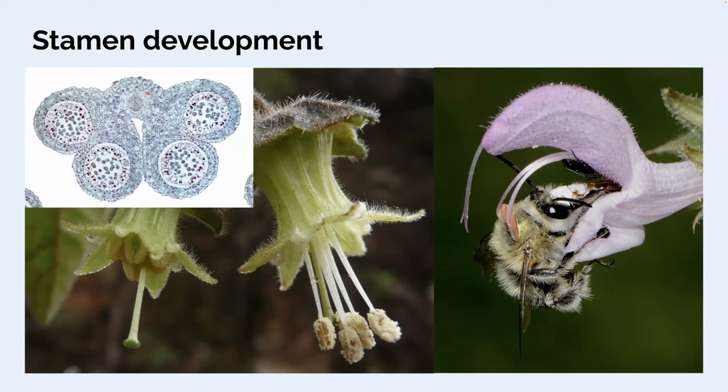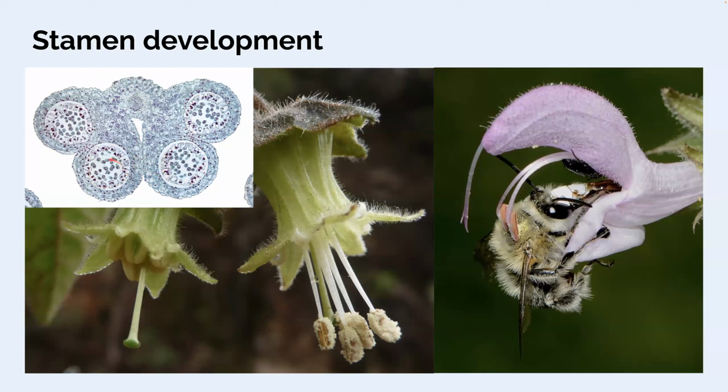And this is one of those. So this portion here, this is the attachment point where this anther attaches to the filament. And then it's got these two chambers on either side, and that's pretty common. So the circular regions here, these are where the pollen grains are produced and they mature in there.